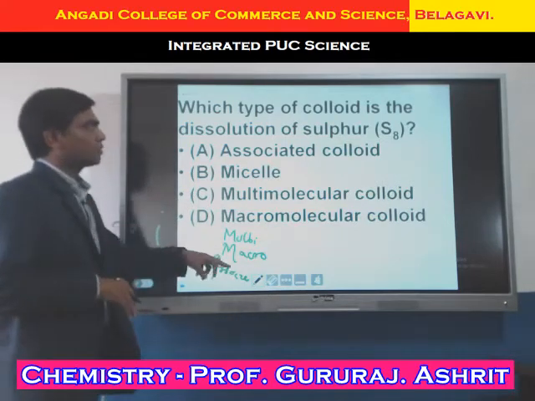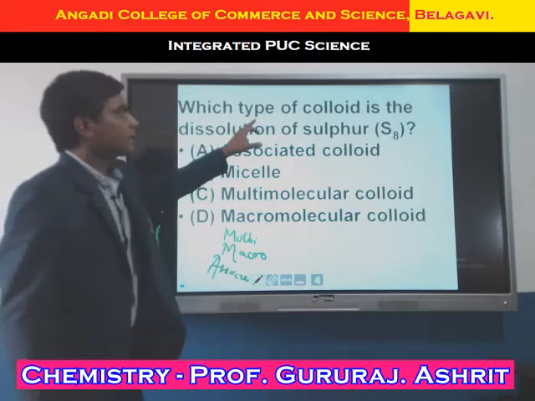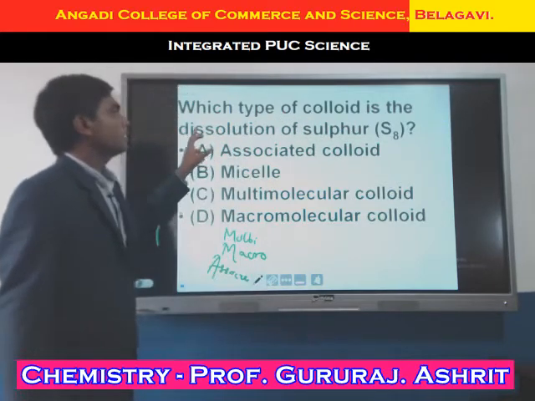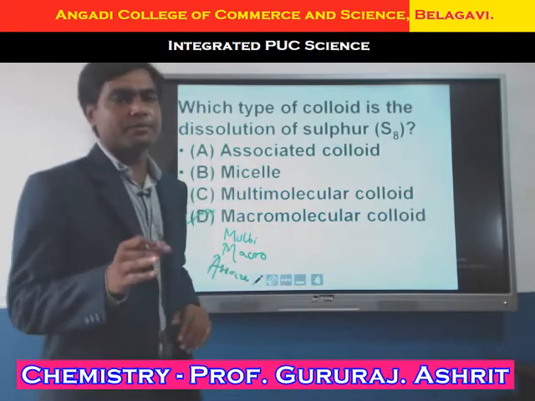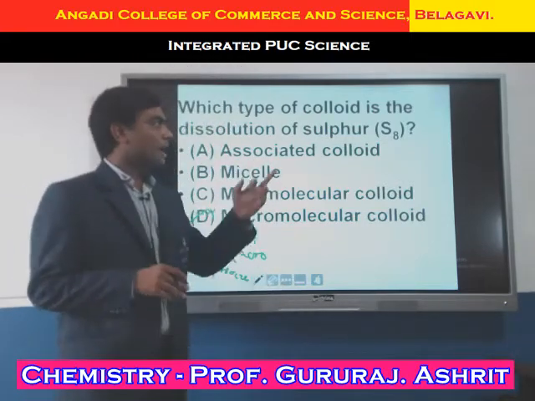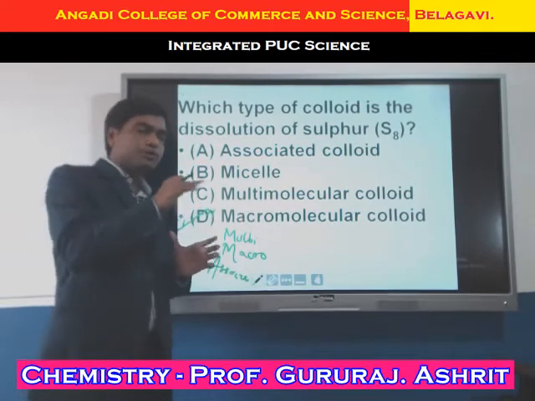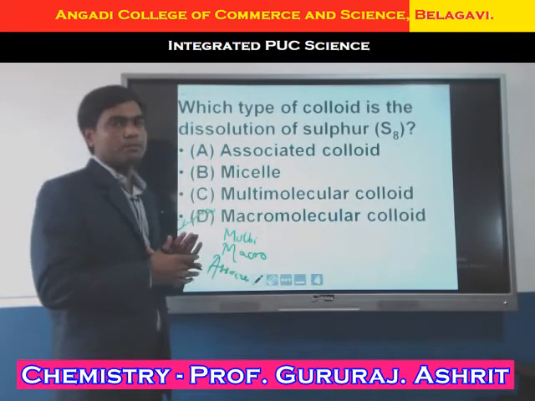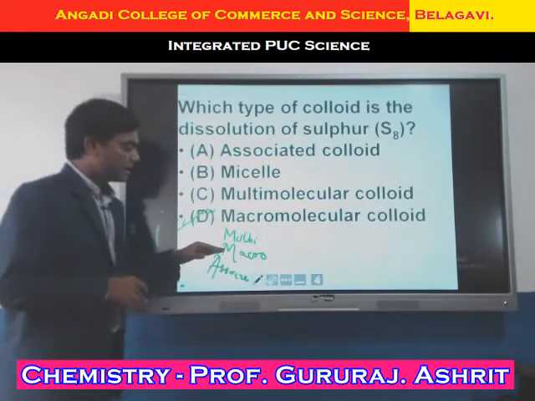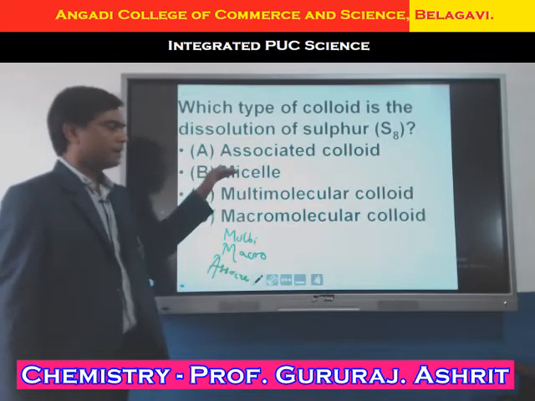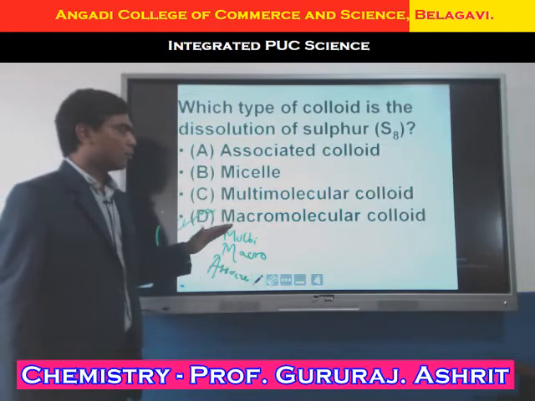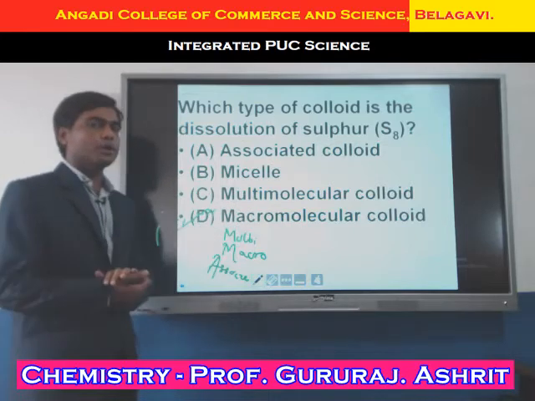Okay, so based on this one we discuss here which type of colloid is the dissolution of sulfur. We know that sulfur is octatomic, so when that type of sulfur dissolves in water, which type of colloid does it form: multi, macro, or associated? They have given the options: associated colloid, micelle, multimolecular colloid, and macromolecular colloid.